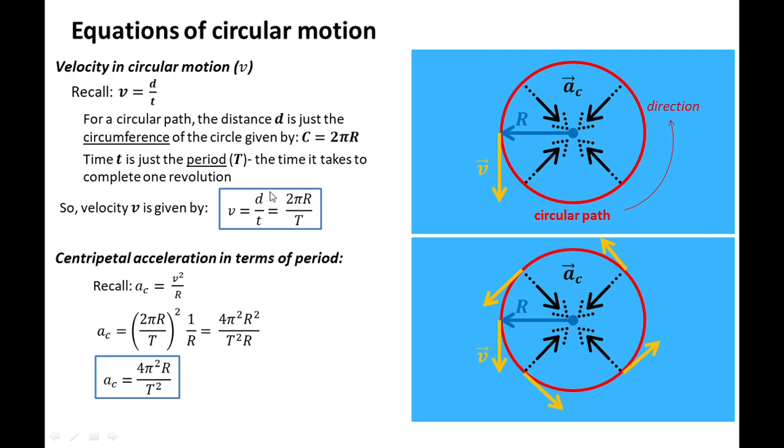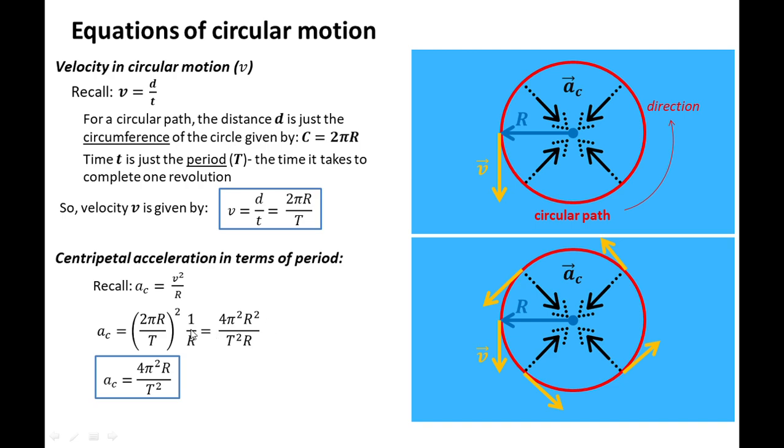Now, given that you already know how to calculate the velocity, you can calculate the centripetal acceleration in terms of period, because as you can remember, centripetal acceleration can be calculated using this equation. So all you have to do is replace the velocity here by this equation, because again, the velocity is just equal to this, right? So the centripetal acceleration is just equal to 2 pi r divided by the period, that should be squared, over the radius of this circular path.